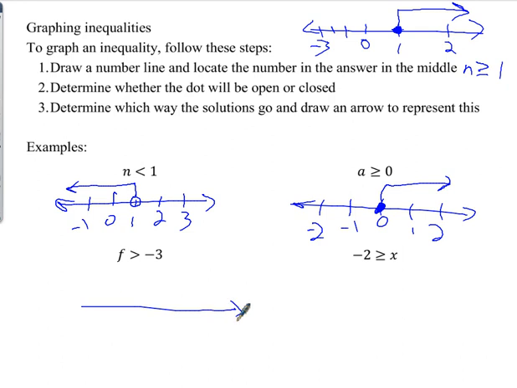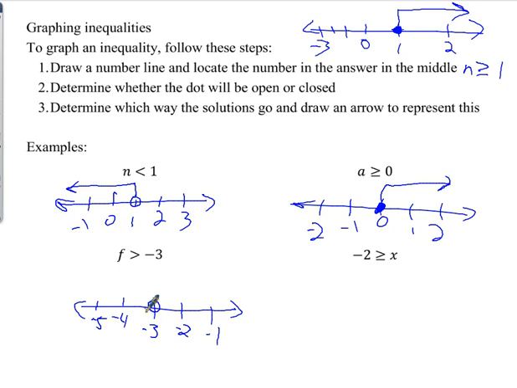So I draw my number line. I put what number in the middle? -3. Give me a couple numbers to the right of -3. To the right would be -2, -1. To the left would be -4, -5. All right? Greater than tells me what kind of dot? Open dot, because it's not greater than or equal to, it's just greater than.